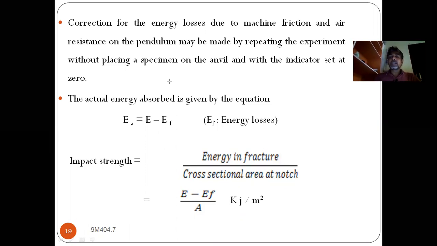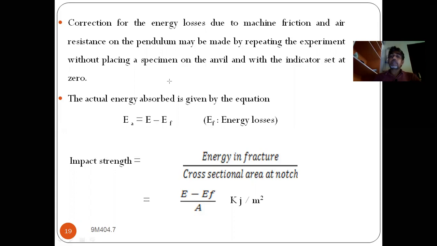But we are not considering the losses here. If you want accurate results, you have to consider the losses. We have frictional losses and air resistance. Your pendulum is attached at a certain point, and you have frictional losses there. We have to consider those, and the pendulum is moving in the air, so you have some air resistance. If you consider those two factors, machine friction as well as air resistance, then you will get the actual energy absorbed. That is EA is equal to E minus EF.